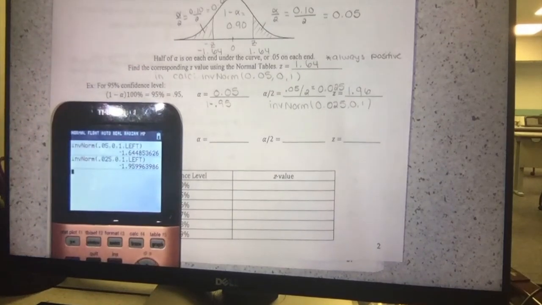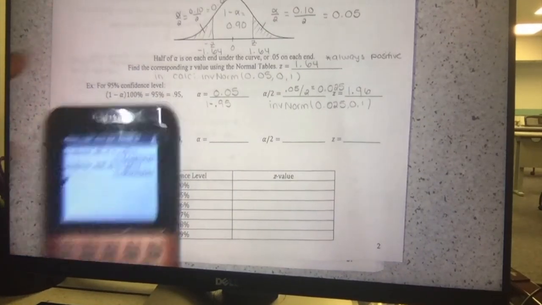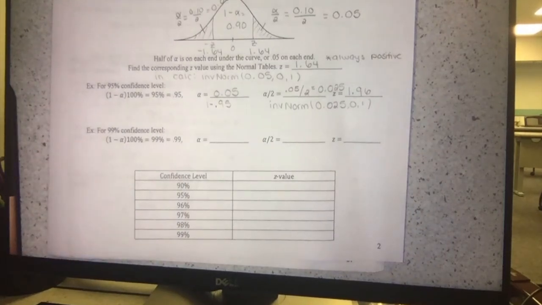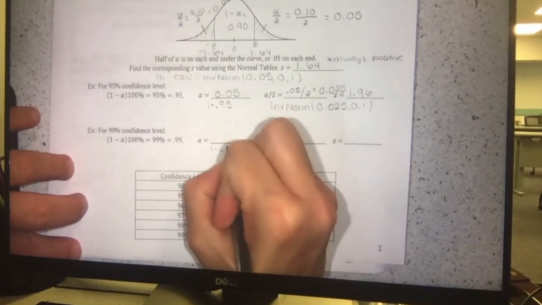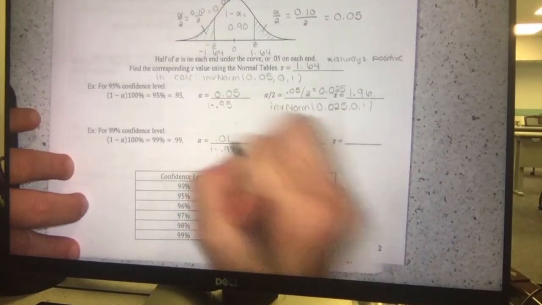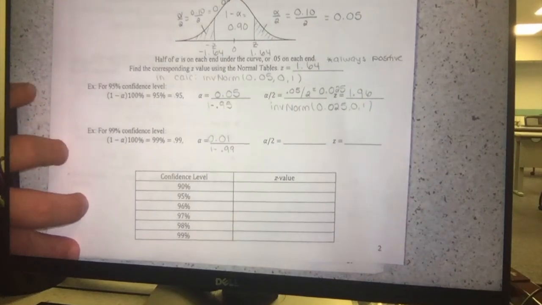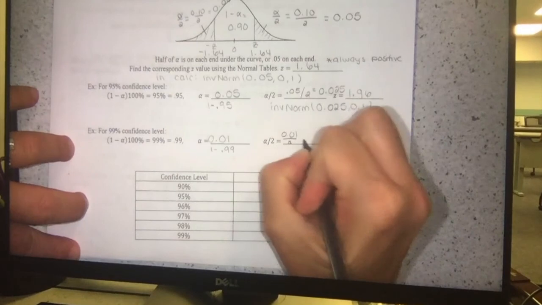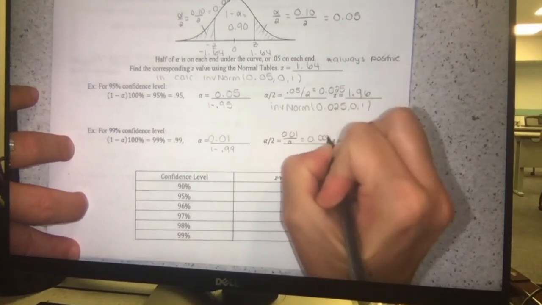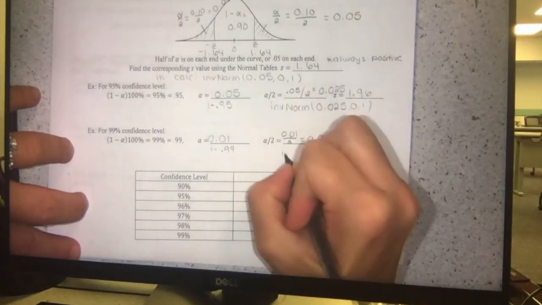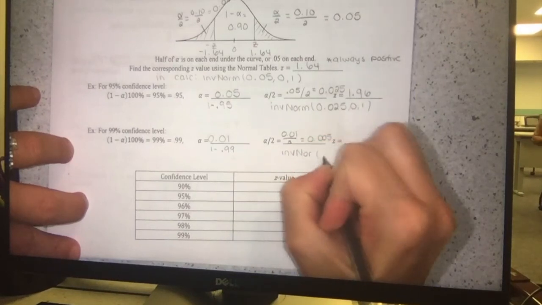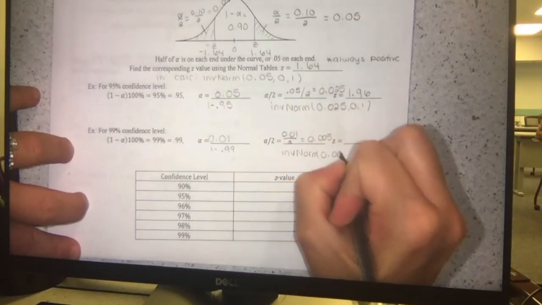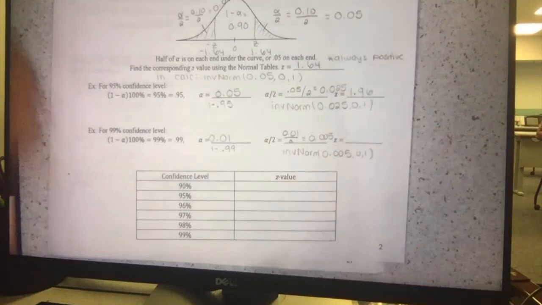The reason why we're doing this now is because these z-values are common ones that we're going to use a lot. So last one, if we have 0.99, what's left over? Well, we know 1 minus 0.99 is 0.01. Dividing that by 2 will give us 0.005. So our inverse norm, area to the left, 0.005, comma 0, comma 1.